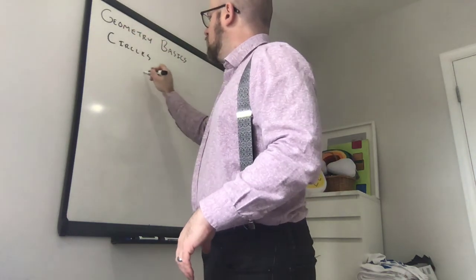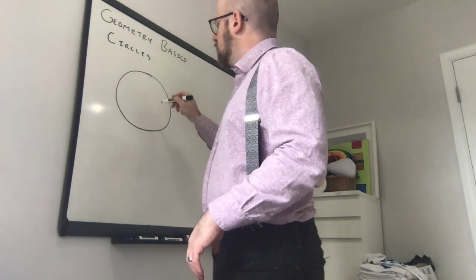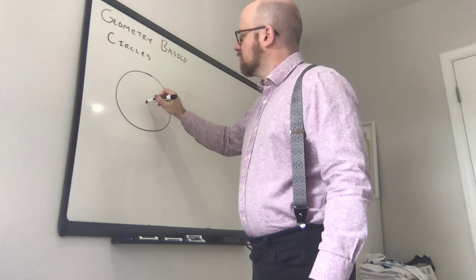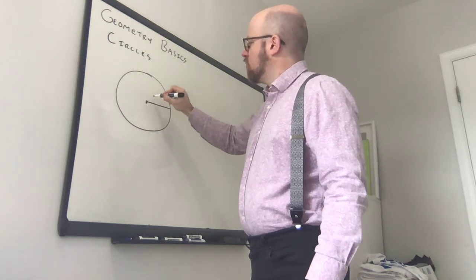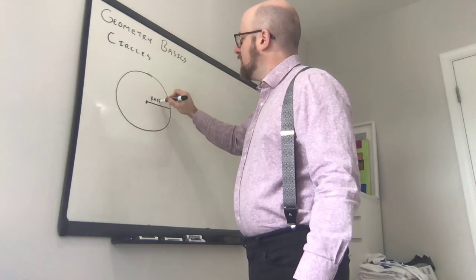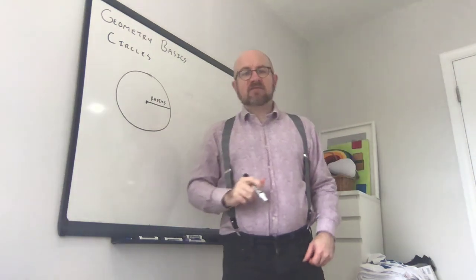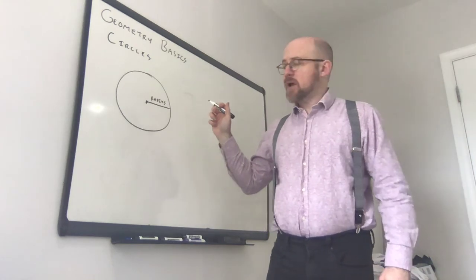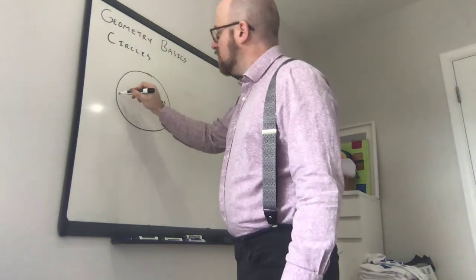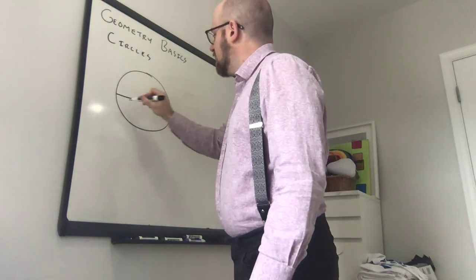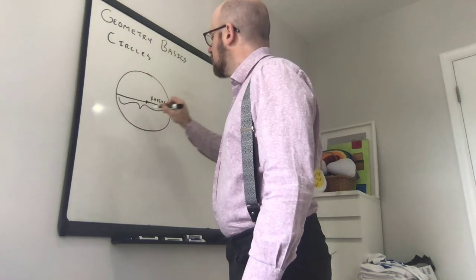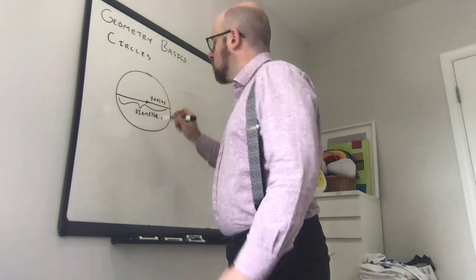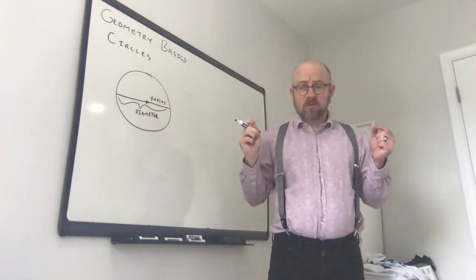I just want to review some terms. Obviously you all know what a circle is. Some measurements that we use with circles, starting off with what's called the radius. The radius is the distance from the center of a circle to the edge, okay? This is not to be confused with the diameter, which is the distance all the way across the circle, okay?